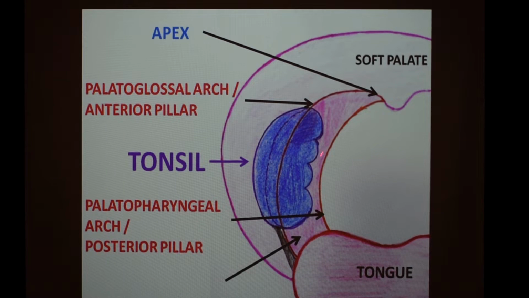The upper part where both the folds meet is called the apex of the tonsillar fossa, and the lower part where the tonsil is separated slightly from the tongue is called the base. So the tonsillar fossa has an apex, a base and 2 pillars, the anterior pillar formed by the palatoglossal fold and the posterior pillar formed by the palatopharyngeal fold. So the tonsillar fossa is where the tonsil is located.